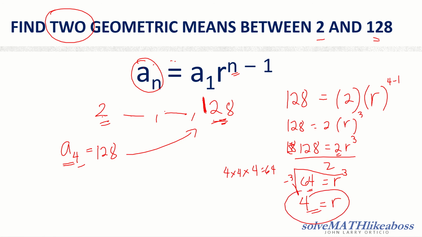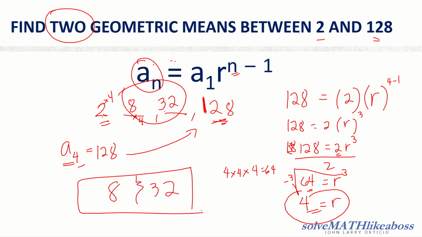So, kapag tinimes natin itong 2, hindi pa tayo masasagot, kasi geometric means eh. So, dito na natin, kukunin na natin siya from 2, times natin ng 4, ang sagot is 8. Then from 8 times natin by 4, the answer is 2 times 4 pa din, so that's 32. So, ibig sabihin, ang answer natin ay 8 and 32. Yun yung geometric means. Yun yung dalawa.